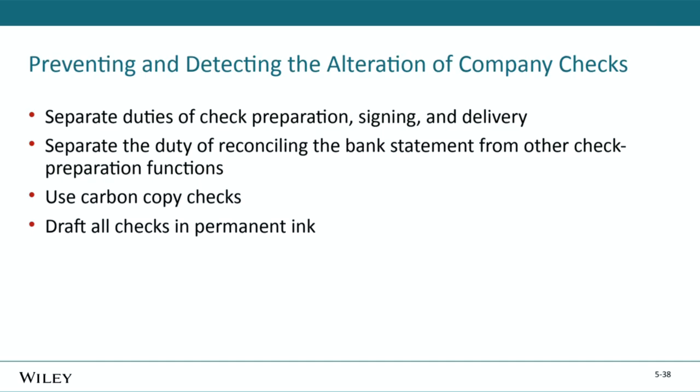Use those carbon copy checks. Again, if they're manually doing it, it's actually a carbonless copy. You're not putting a piece of carbon paper in there, but it makes a copy of the check, and then you can go back to see who the check was originally intended for. And draft all checks in permanent ink.